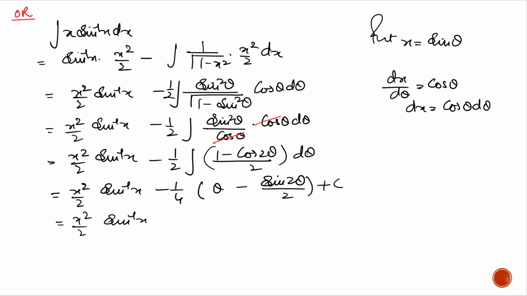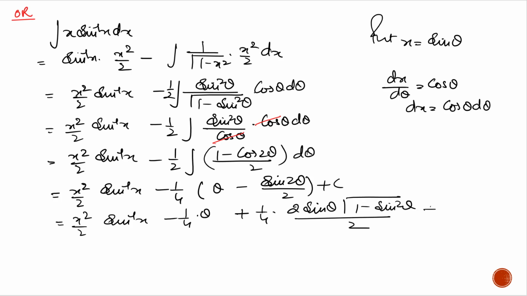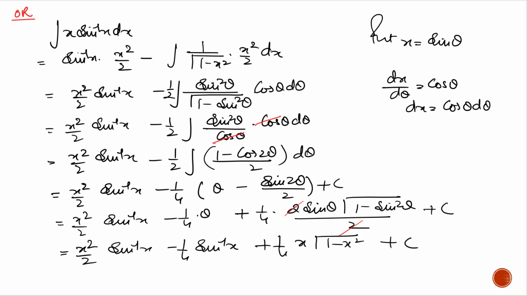Now replace theta by sine inverse x, and sine 2 theta is 2 sine theta cos theta, and the cos is the root of 1 minus sine square theta. Replace sine theta by x, and the answer is x square by 2 sine inverse x minus 1 by 4 sine inverse x plus 1 by 4 x into the root of 1 minus x square plus c.